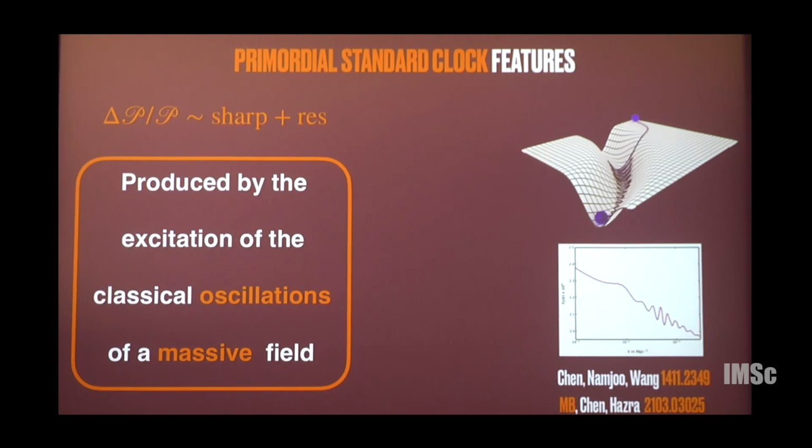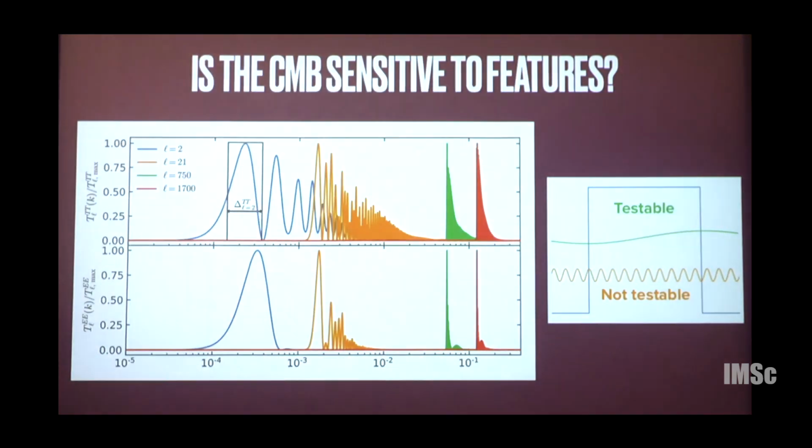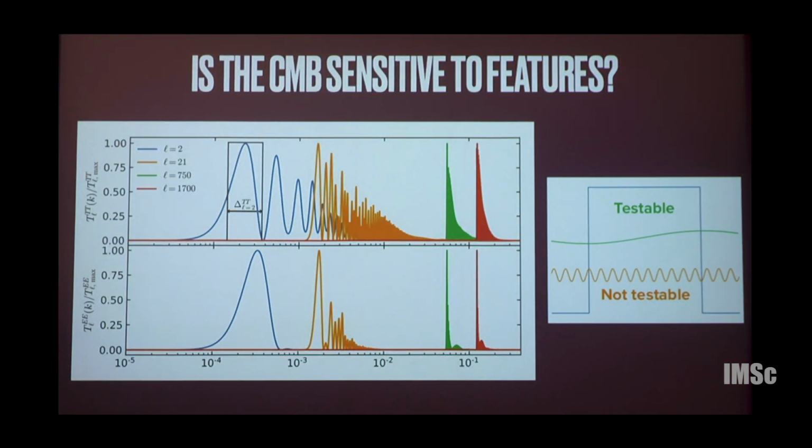This is more or less the zoology of features in the primordial power spectrum that you can have during inflation. But then the question is, since we're going to talk about the CMB, is the CMB sensitive to this kind of primordial signals?